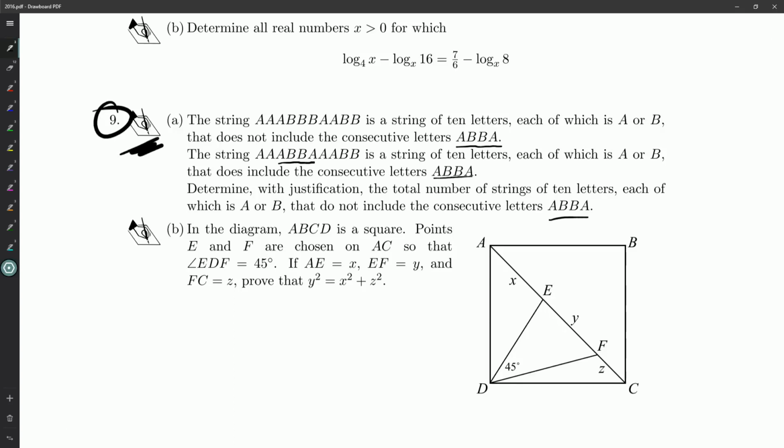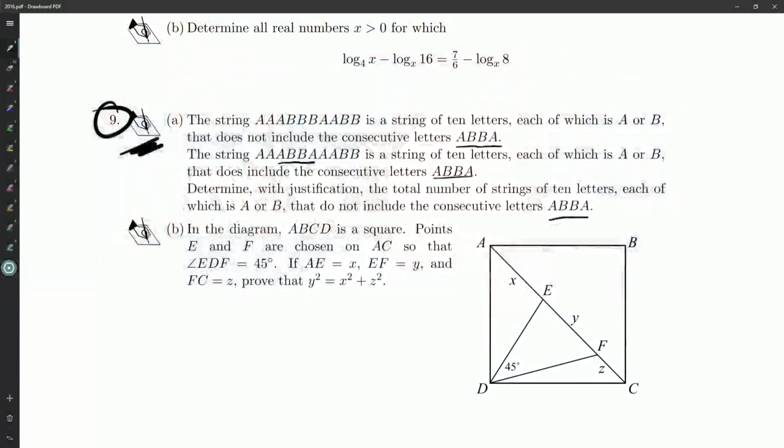Okay, so 10 letters isn't that long. There's a couple of things I can think to maybe do. Because ABBA's 4 letters, 10 letters is long. You could at most fit 3 ABBAs in a string of 10 characters. So you might try some sort of counting based on the position of ABBAs and how many ABBAs you've got. It sounds a bit messy to me.